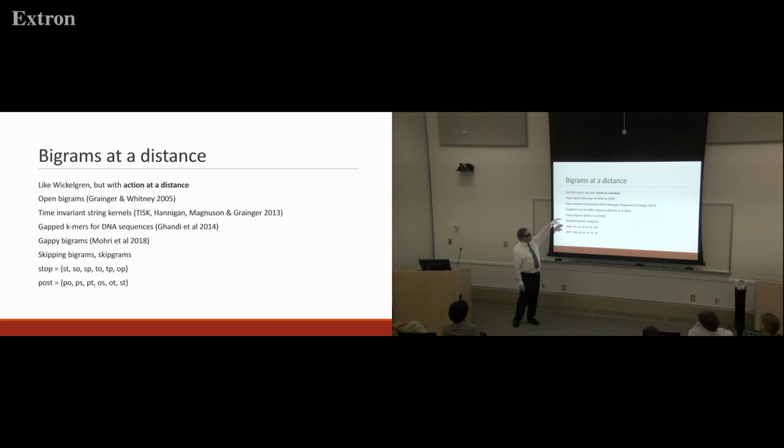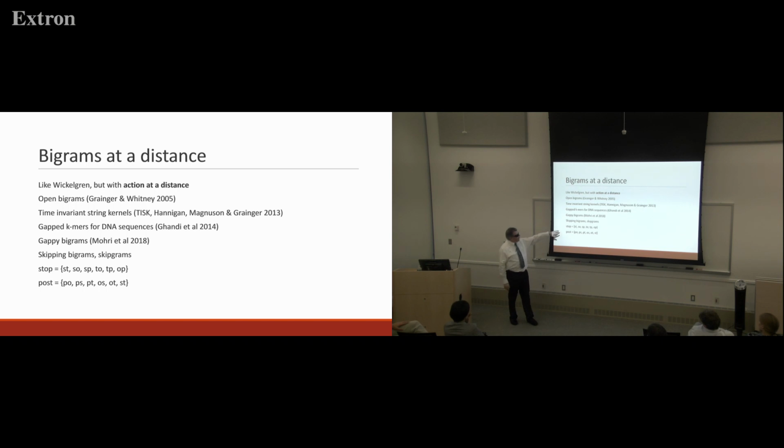Grainger's latest model, along with Jim Magnuson, who's at the University of Connecticut, they're calling them time-invariant string kernels, pulling on that literature from computer science about string kernels. In DNA, this is called gapped K-mers. So these are K-mer factors that have gaps in between them. So that's another place where this has been used. Mori, who wrote a very influential book on machine learning, calls them gappy bigrams. They're also called skipping bigrams or skipgrams. So you can just see by the explosion of terms for this that this concept has been rediscovered several times in the related literatures.